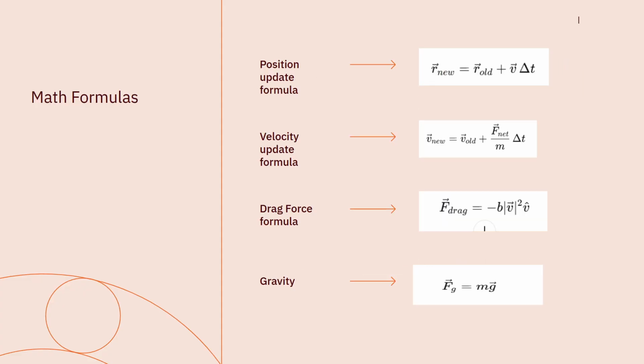Some of the math formulas that we used were the position update formula, velocity update formula, drag force formula, and gravity. Now the question is, why did we use them? The position update we needed to be able to move the ball in our code. Otherwise, the ball wouldn't move. The velocity update is necessary to change the ball's speed and direction based on the acting forces such as drag and gravity. Gravity pulls the ball down, and drag slows the ball down in the direction of motion, which makes it more realistic.